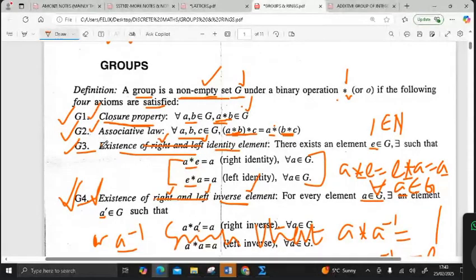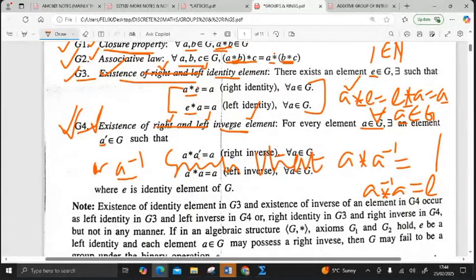And now, when you're talking about the closure property, whenever you pick any two members of that set G and subject them to that operation, you're going to have another member of G. Whenever you have any three elements of G, there is associativity. It does not matter which two start, whether the first two or the last two. If you subject them to that operation, you're going to have the same result.